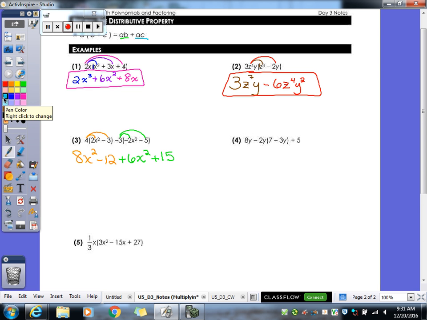Do we have any like terms to combine there? Yes. 8x squared plus 6x squared gives us a 14x squared. And then -12 plus 15 gives us a 3. So that's our final answer, 14x squared plus 3.